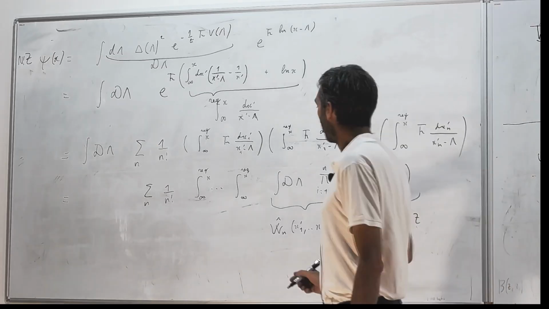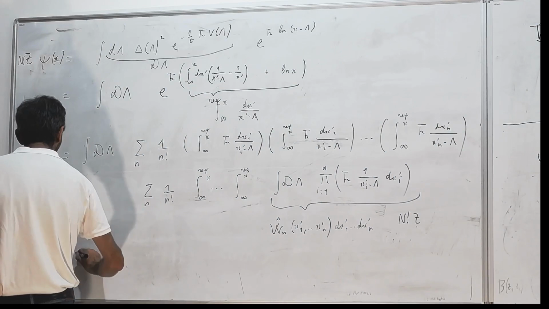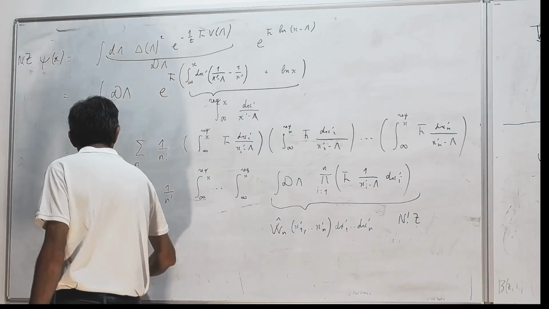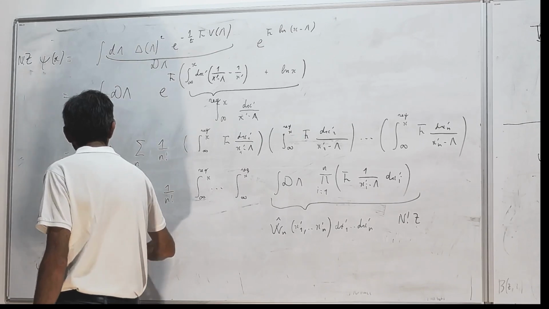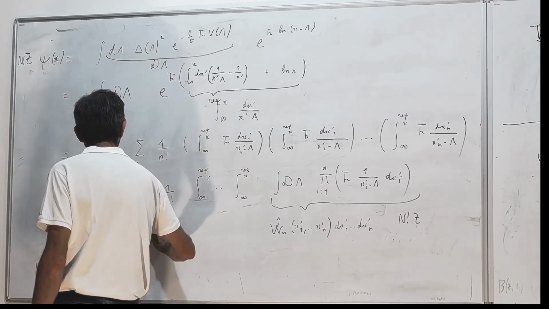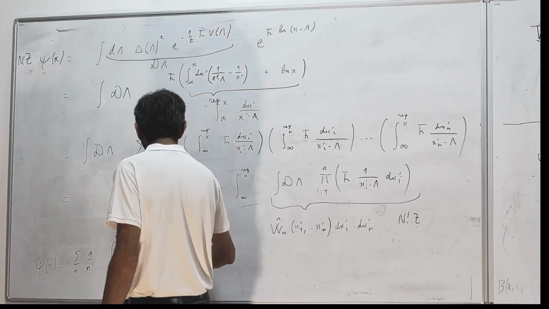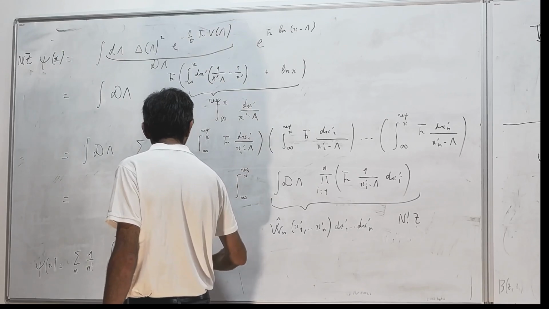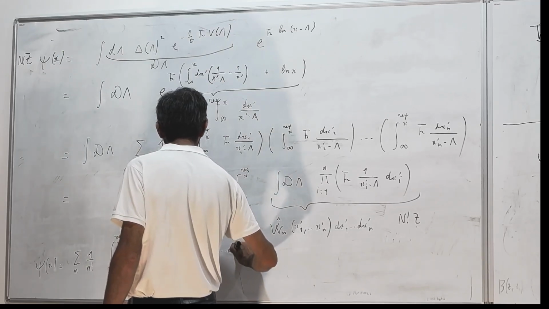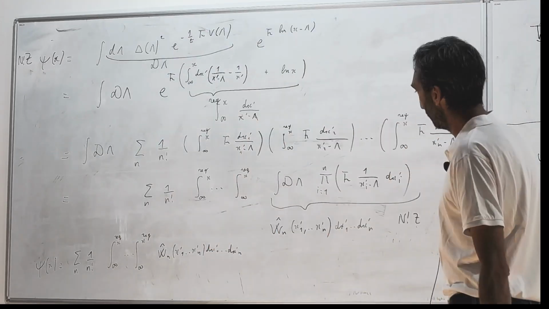So in the end, what do we have? We have that psi of x equals sum over n, 1 over n factorial, integral from infinity to x reg of W hat n of x prime 1, x prime n, dx prime 1, dx prime n. Fine.